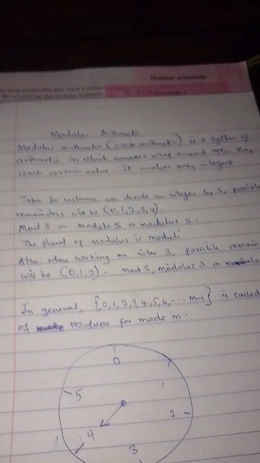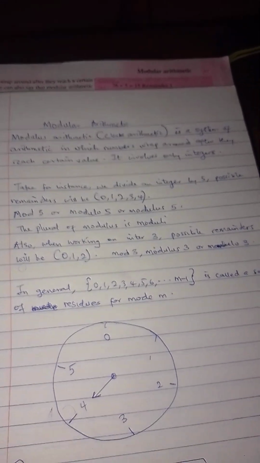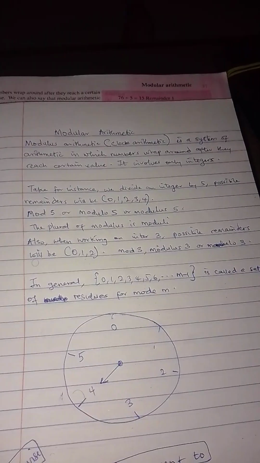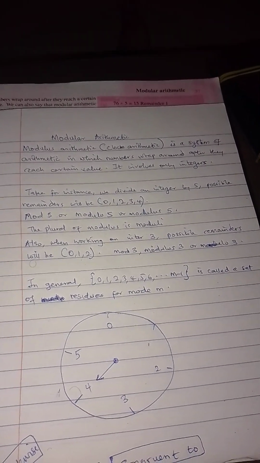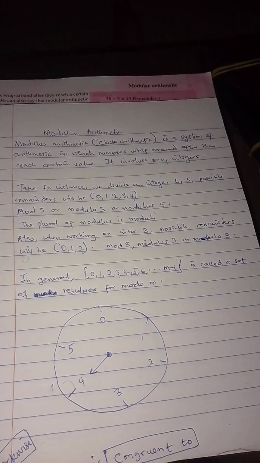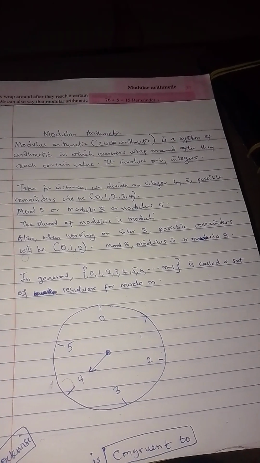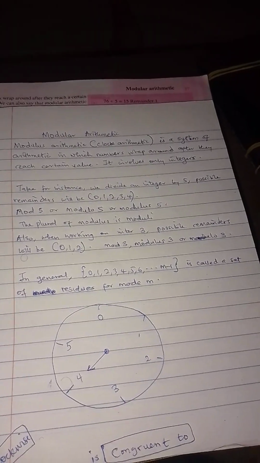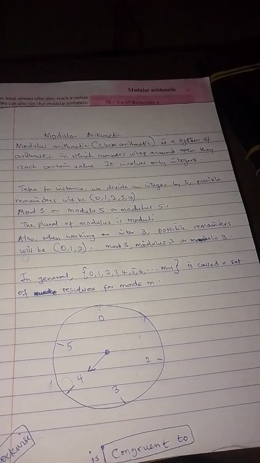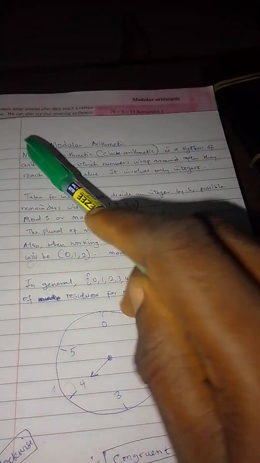Alright, so today we want to work on modular arithmetic. Modular arithmetic, which is sometimes called clock arithmetic, is a system of arithmetic in which numbers wrap around after they reach a certain value.